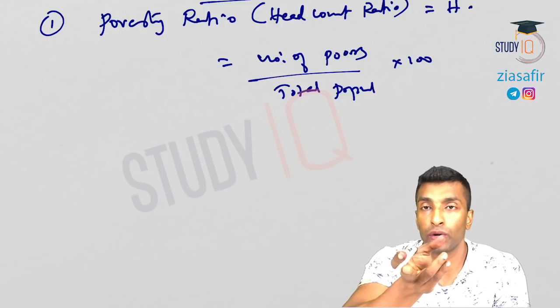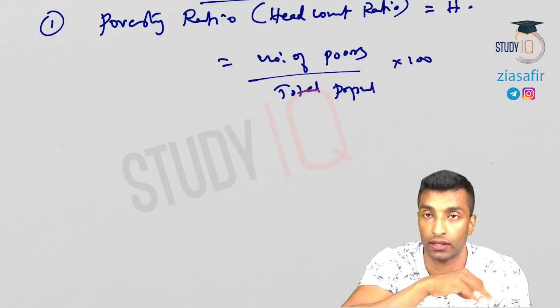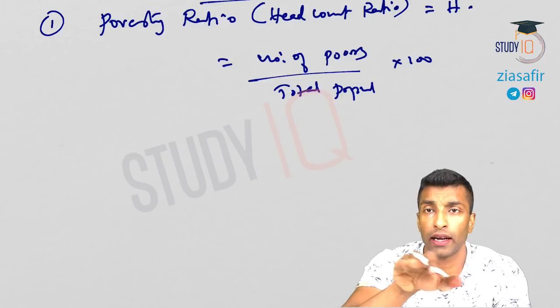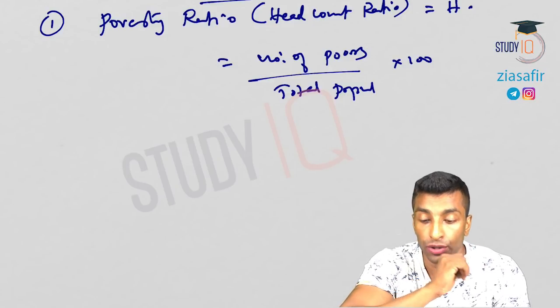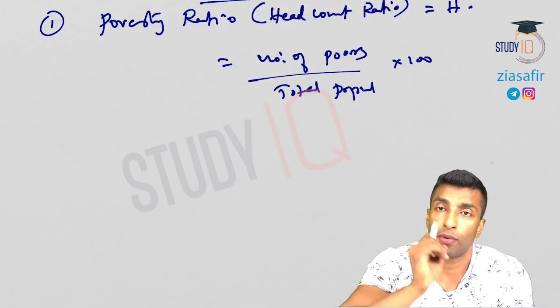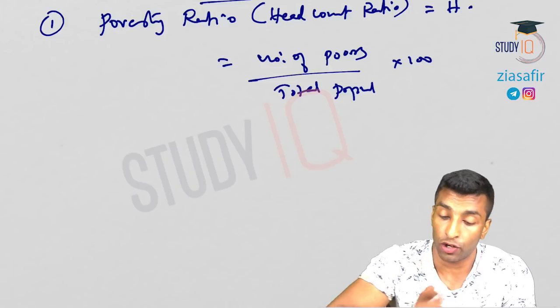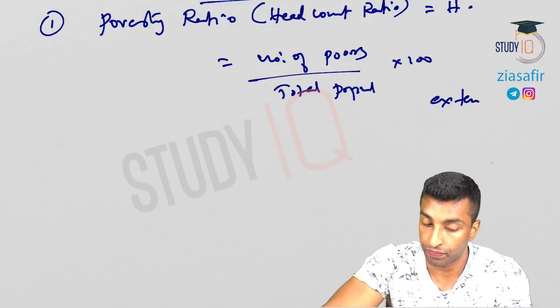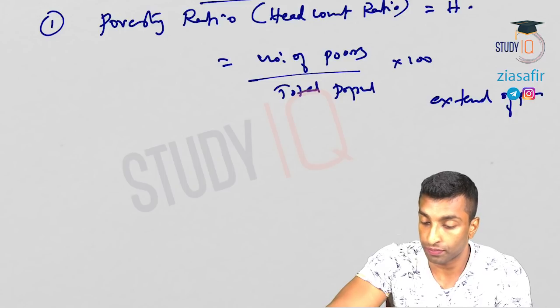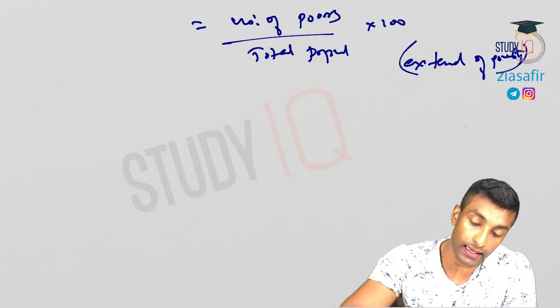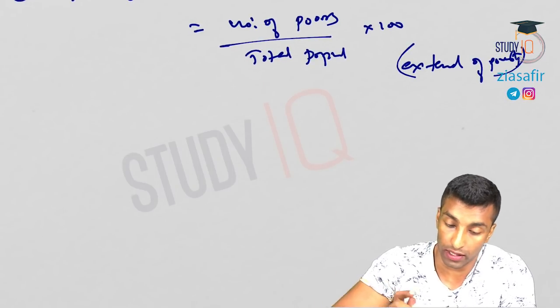So this is how I told you 22%, 33%, etc. Number of poor based on poverty line divided by total population into 100. So this shows how much poverty is there, the extent of poverty. So I would write here extent of poverty. This shows the extent of poverty. So poverty ratio, I hope you understood.